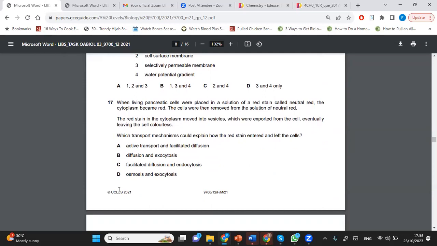When living pancreatic cells are placed in a solution of red stain called neutral red, the cytoplasm becomes red. The cells are then removed from the solution of neutral red. The red stain in the cytoplasm moves into vesicles, which were exported from the cell, eventually leaving the cell colorless. Which transport mechanism could explain how the red stain entered and left the cells?